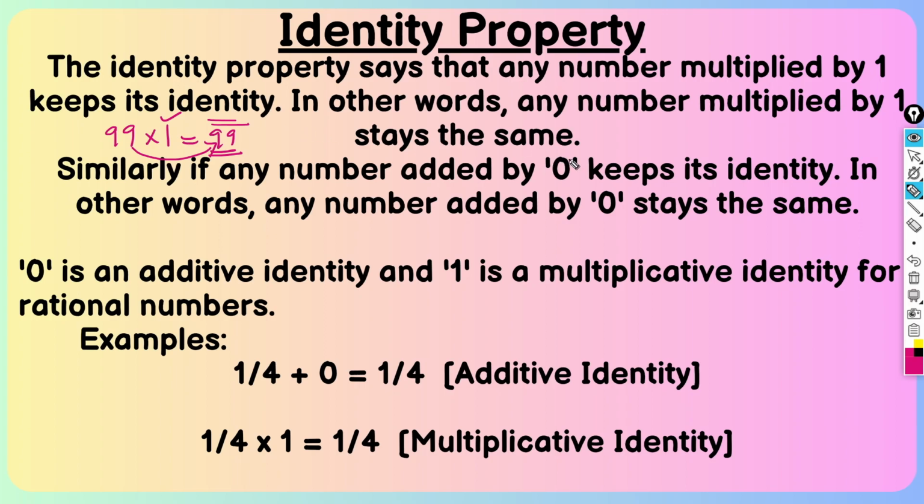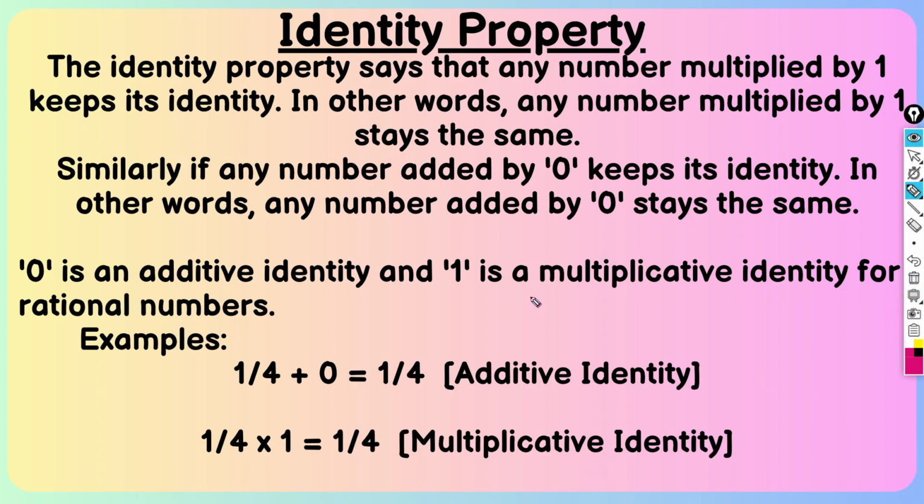Not only 99, you take minus 100. Minus 100 you multiply with 1, you get minus 100. 4 by 5, you multiply with 1, you get 4 by 5. 91 by 100, you multiply by 1, you get 91 by 100. So, when you multiply any rational number with 1, it keeps its identity. That means the result will be the same number. So, 1 is called the multiplicative identity.